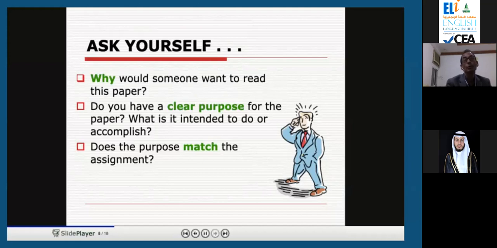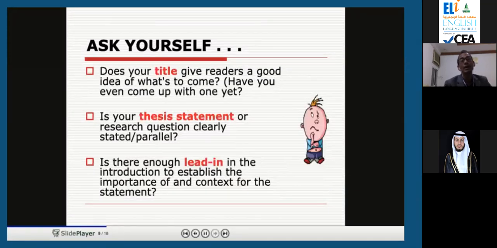Does the title give readers a good idea of what's to come? Have you come up with one yet? The title has to be precise, like your name. Your name cannot be a sentence, right? It cannot be something really common. It has to be uncommon. Your thesis shouldn't be like ordinary supporting details, like facts and figures and fictions. The thesis statement is like a blueprint, as I told you before. It gives you the roadmap of what you're going to say in the following paragraphs.